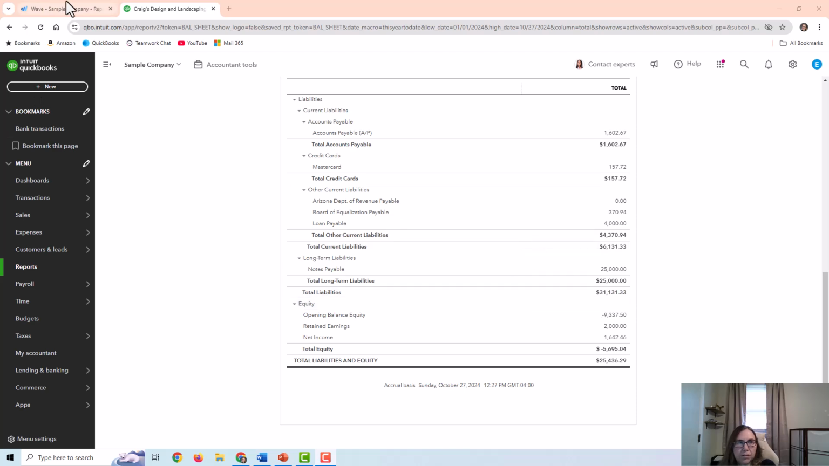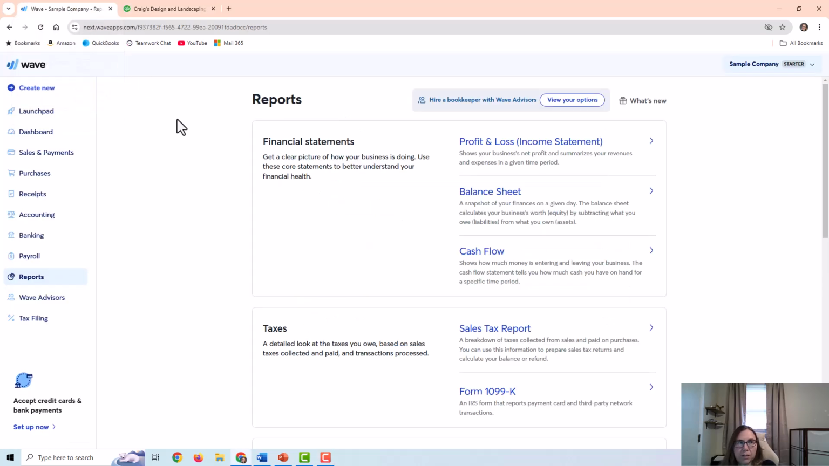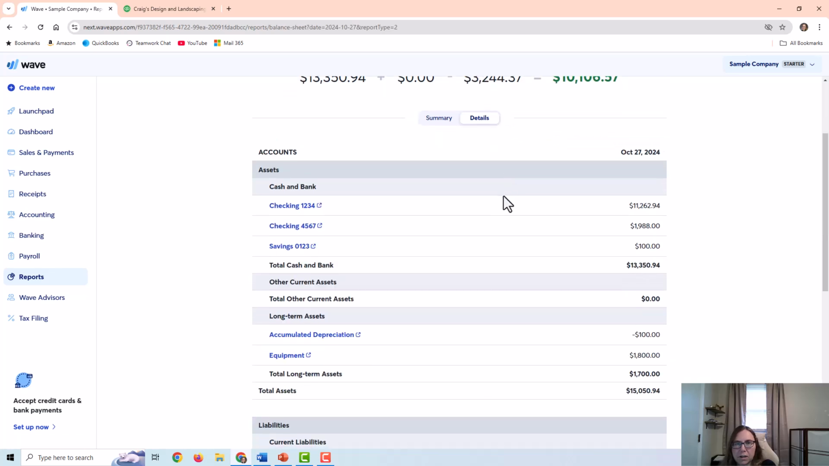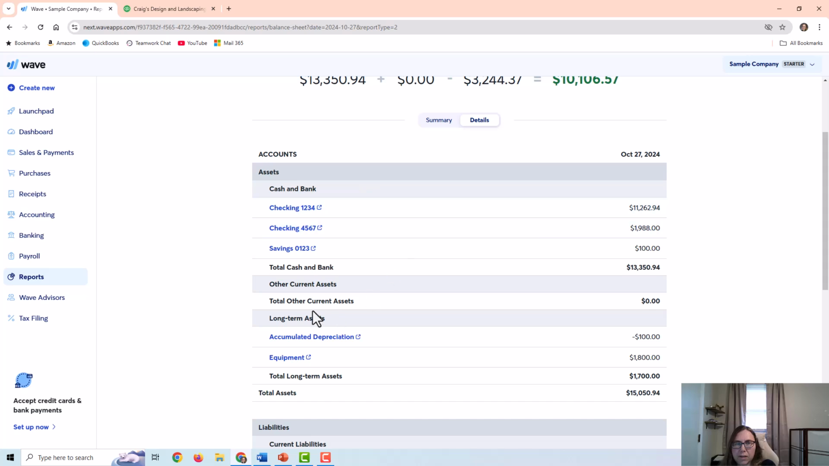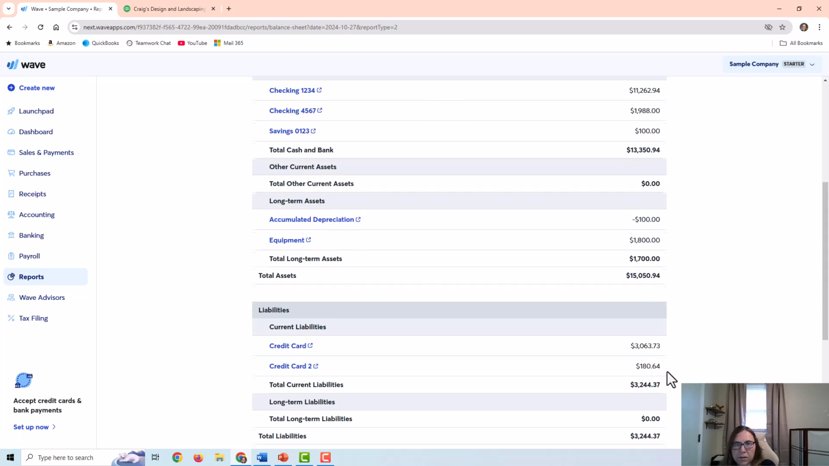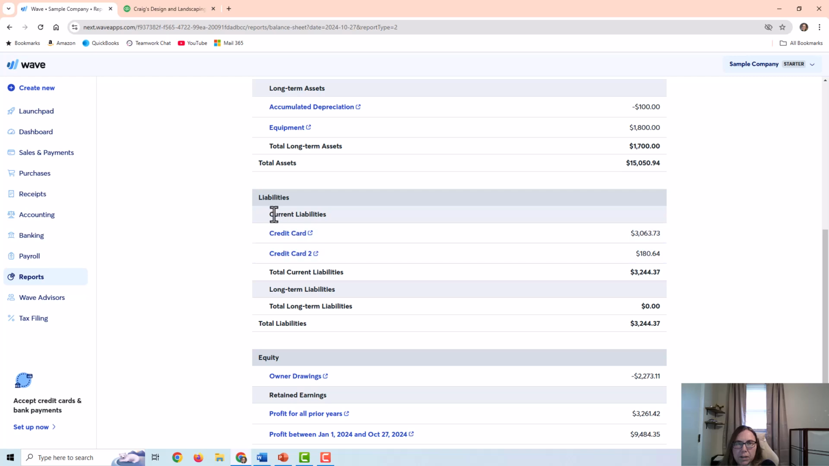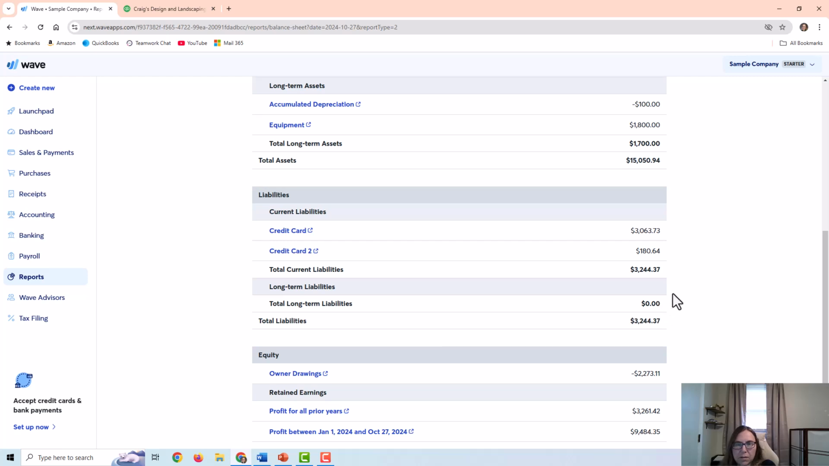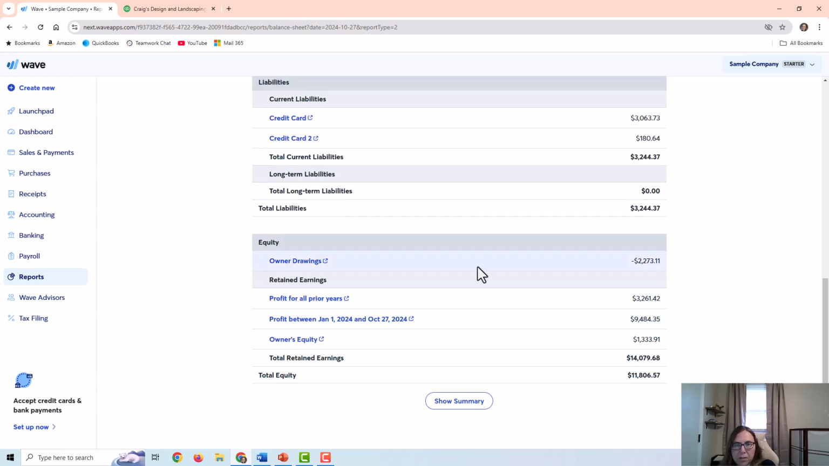Okay, let's go to Wave and just see how Wave might look different. Okay, so here's the balance sheet. You can see the assets are right here, and they do divide between current and long-term. And here's total assets. And then same thing with liabilities. They're divided into current and long-term. There just doesn't happen to be any long-term liabilities in here. And then equity is down at the bottom.